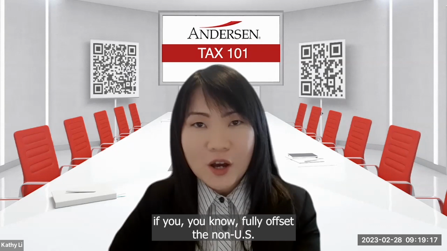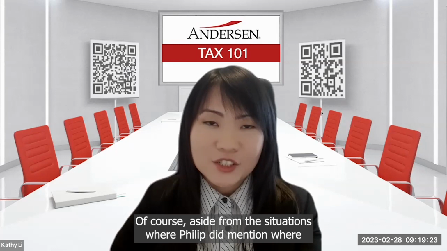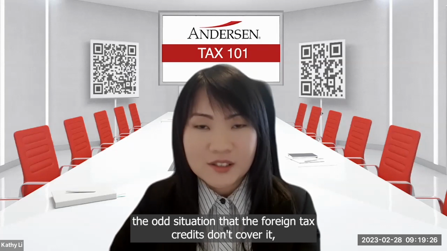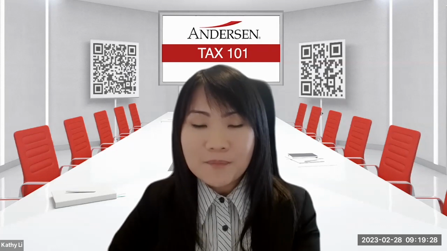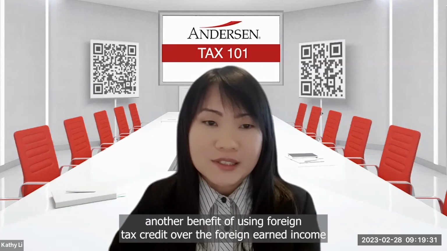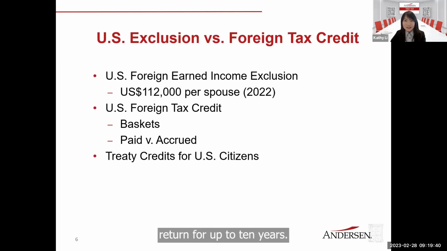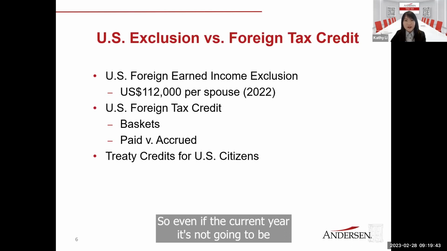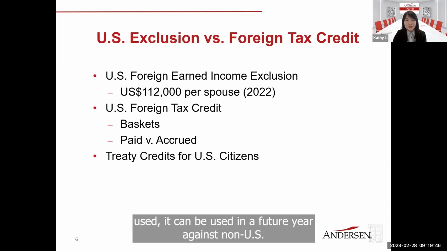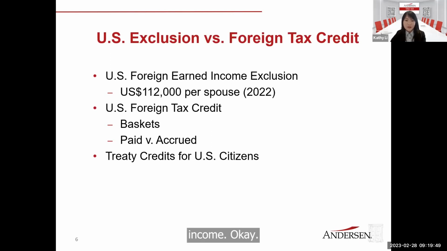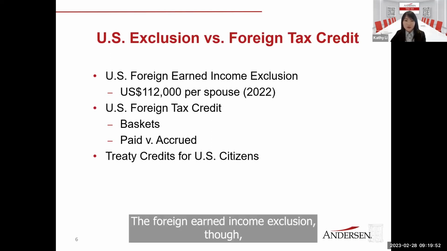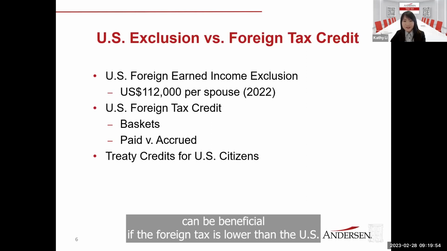So usually, it fully offsets the non-US income on the US tax return, of course, aside from the situations where Philip did mention, the odd situation where the foreign tax credits don't cover it. Another benefit of using foreign tax credit over the foreign earned income exclusion is that foreign tax credits can get a carryover on the US return for up to 10 years. So even if in the current year it's not going to be used, it can be used in a future year against non-US income.